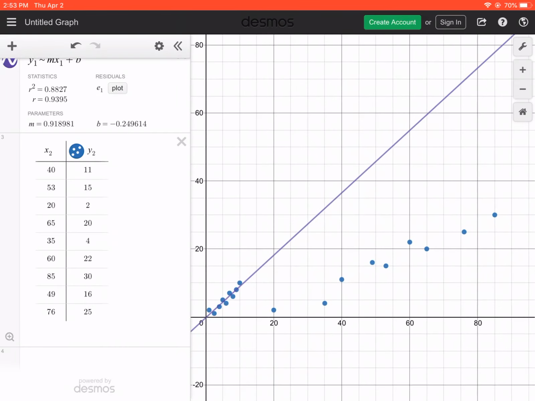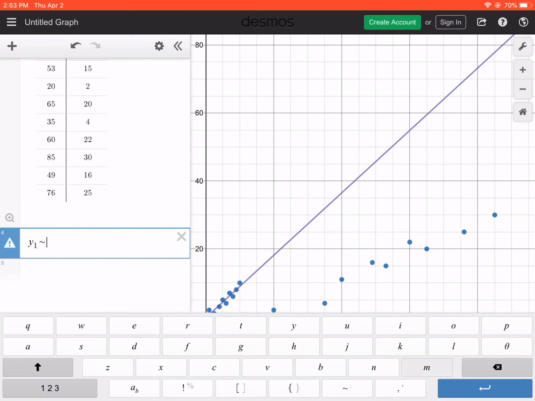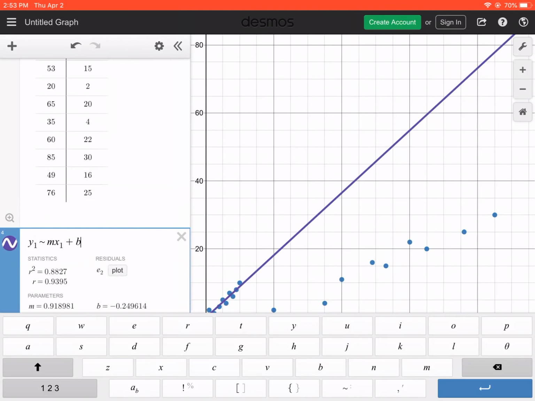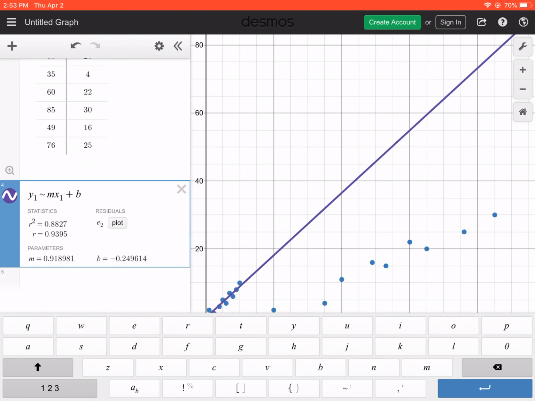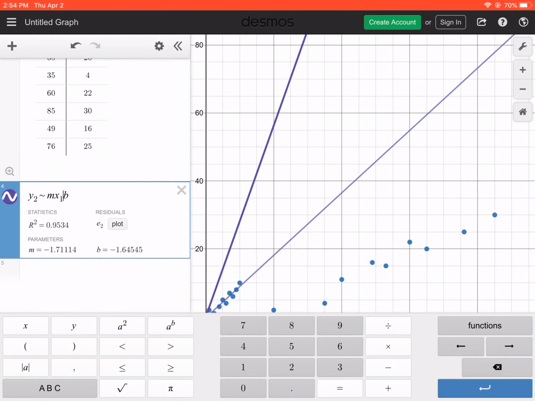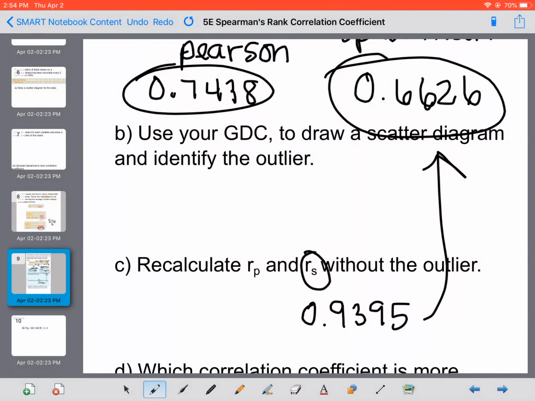Okay, so there's our original one. And then let's do our Y1 and run our linreg. Mx1 plus B. Oh, you know what? This is Y2. I forgot. Okay, so our value of our original is 0.9763. So if we go back here, this right here is 0.9763. So both of them showing very strong correlations without that outlier.